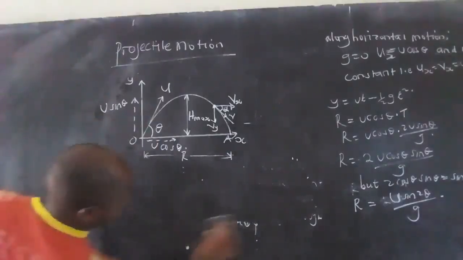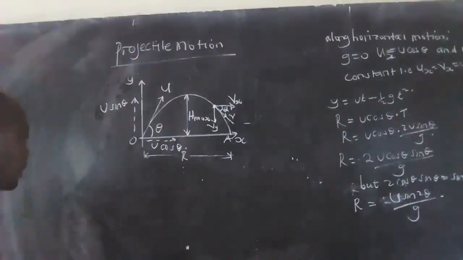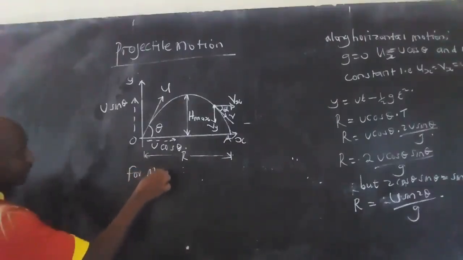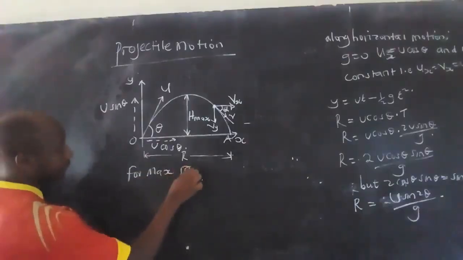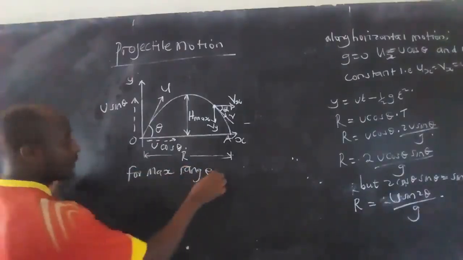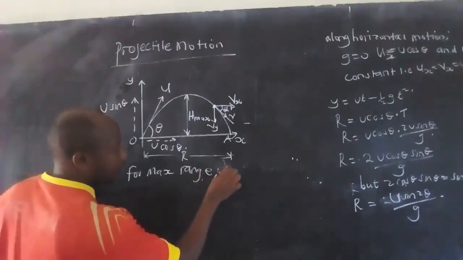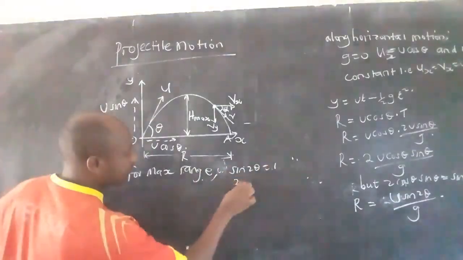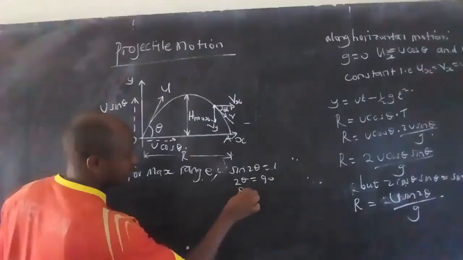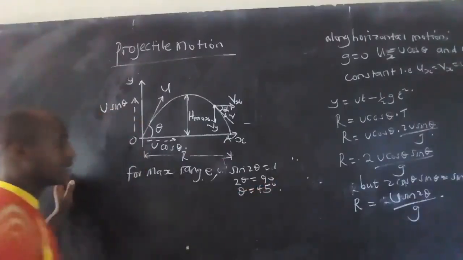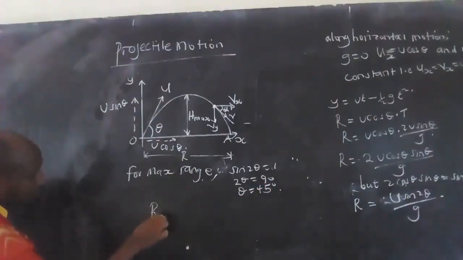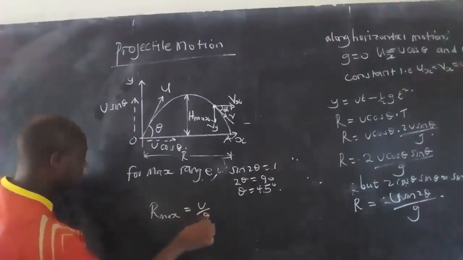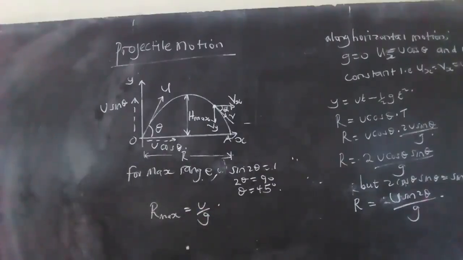Then we come back here. For maximum range, the range becomes maximum when sin 2 theta is equal to 1. It implies that 2 theta is equal to 90, so theta is equal to 45 degrees. So therefore, our maximum range will become u over g. That is our maximum range.